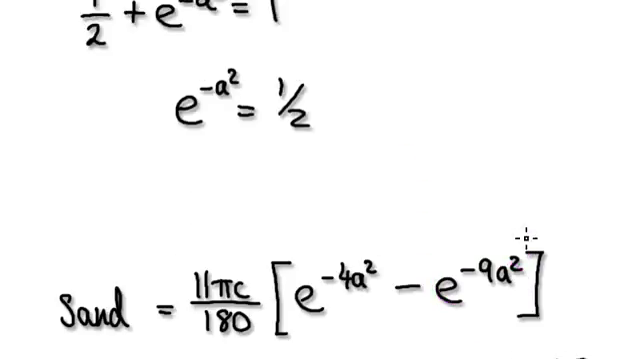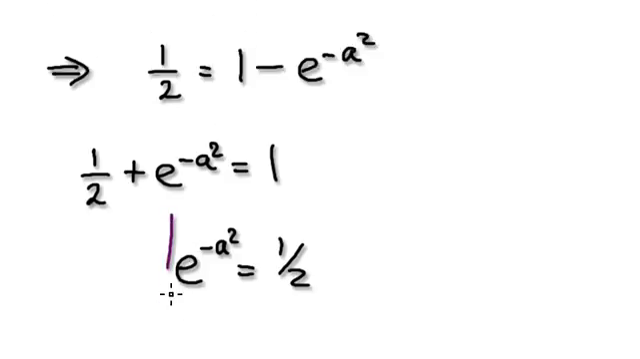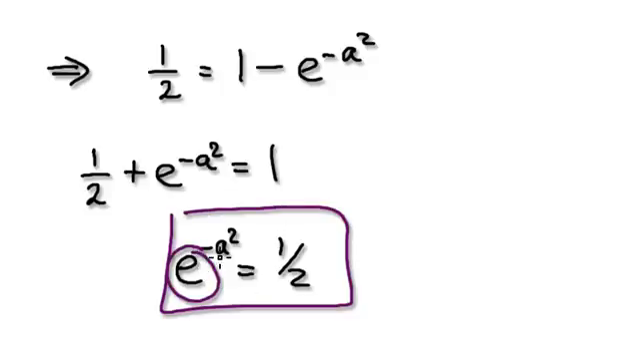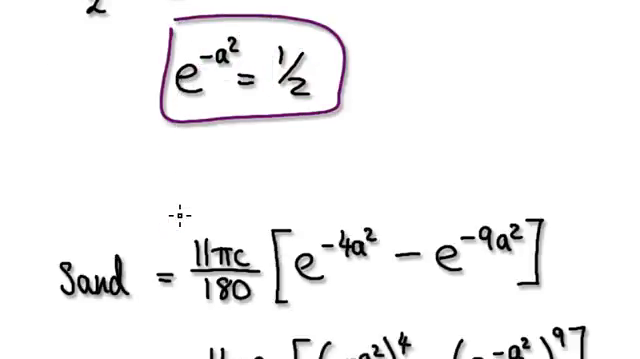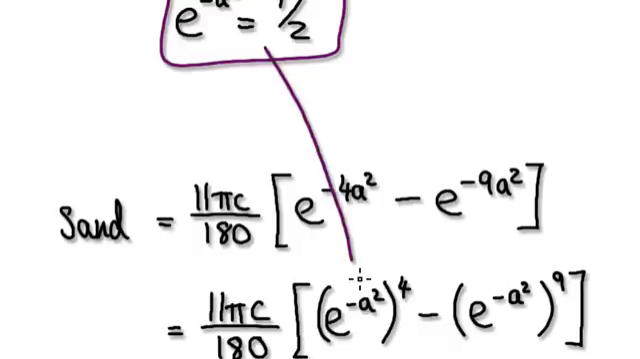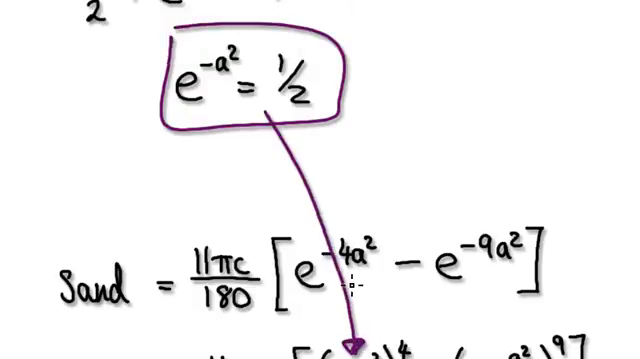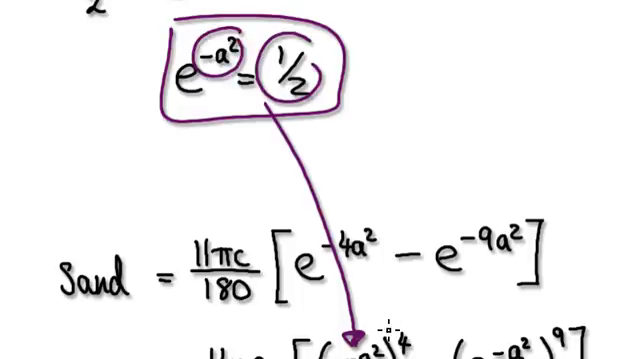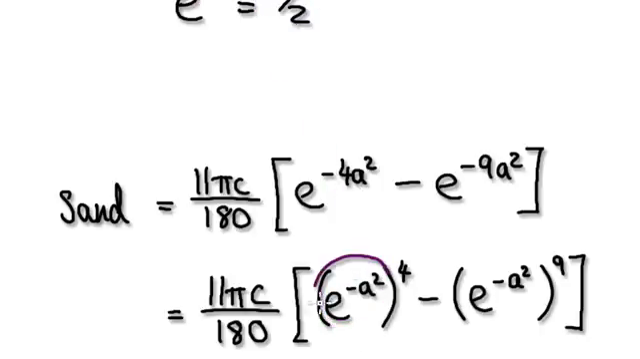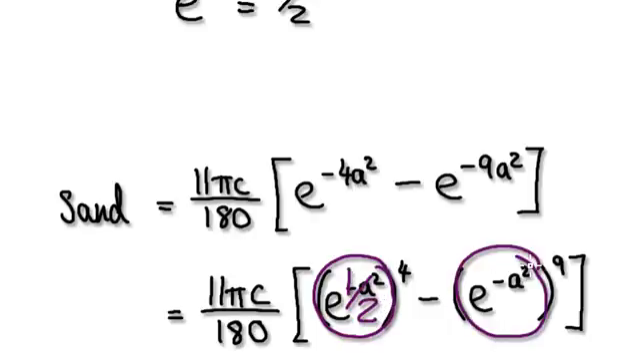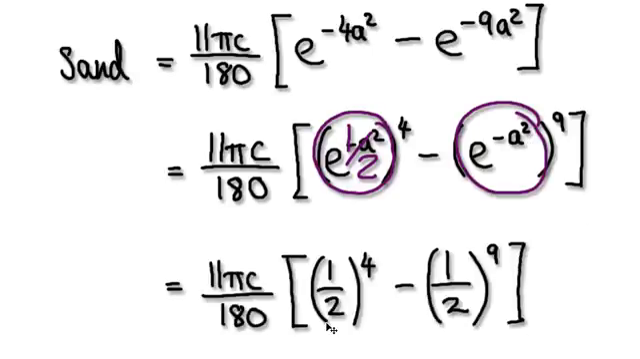Now remember, looking at the initial condition gave us this. So e to the power of minus a squared is a half. We can now put this into here. Remember, this is e to the power of minus a squared, which is a half. So this whole thing here is simply a half, same as this thing here. So that will then give us this.